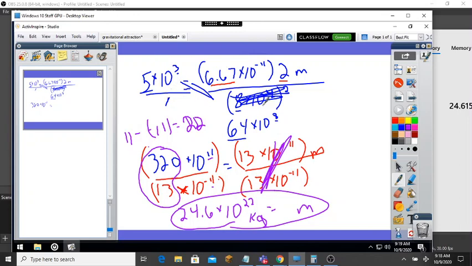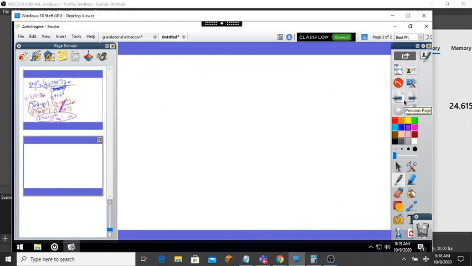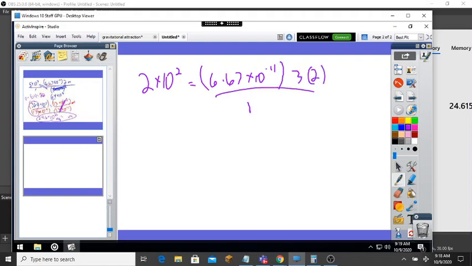Now, if you were solving for like r squared, let me just make up some numbers really quick. 10 times 2 equals 6.67 to the negative 11, and they give me these other numbers. I don't know, I'm gonna make it really quick. 3 into r squared, right? So how would you solve this? Same exact thing, okay? Cross multiply.